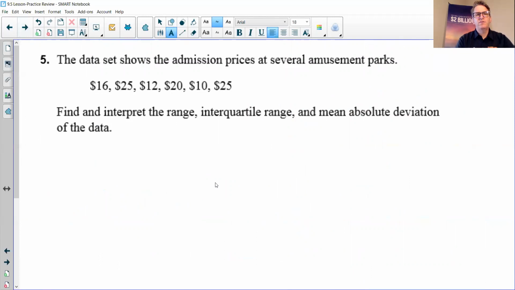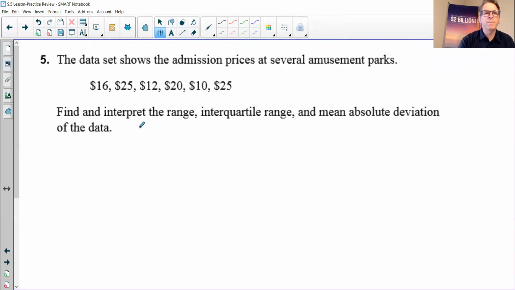The data set shows the admission prices at several amusement parks: $16, $25, $12, $20, $10, $25. Find and interpret the range, interquartile range, and mean absolute deviation of the data. The first ones are quite easy, but let's lay them all out again.